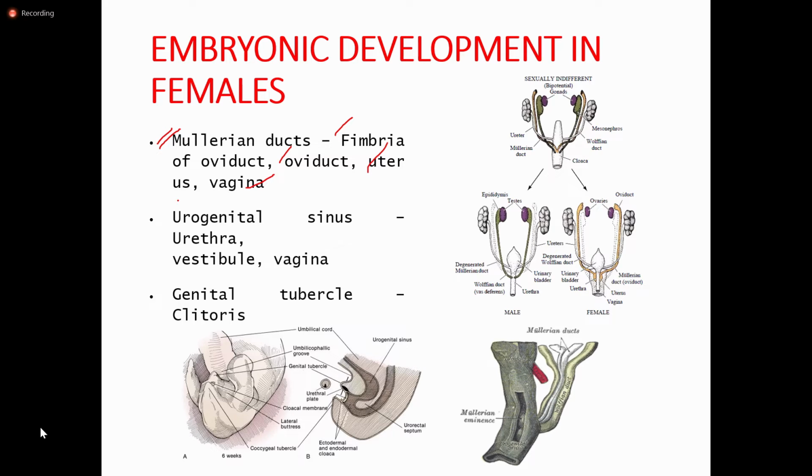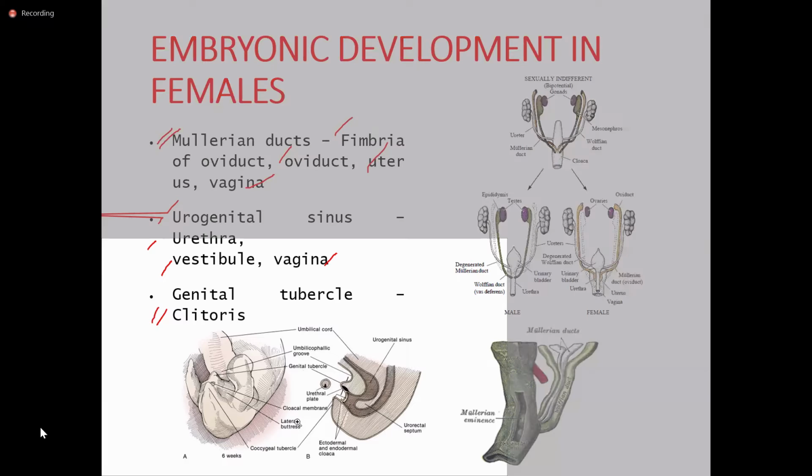Okay. And then we also have the urogenital sinus. When we say sinus, that is an opening. So basically, the adult structures of this urogenital sinus are the urethra, the vestibule, and then also the vagina. Lastly, we have the genital tubercle. In anatomy, if we say tubercle, it has a prominence, right? Like a bulging structure. So this is the future clitoris. Okay, so let's take a look at the images.